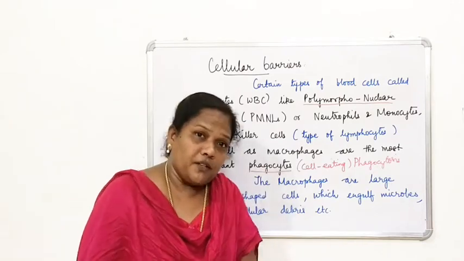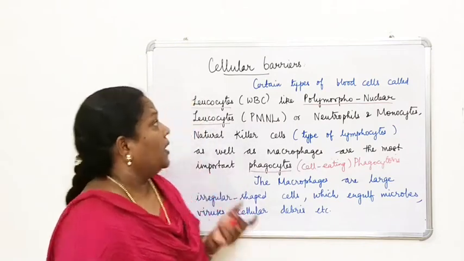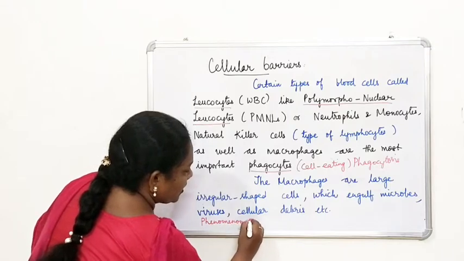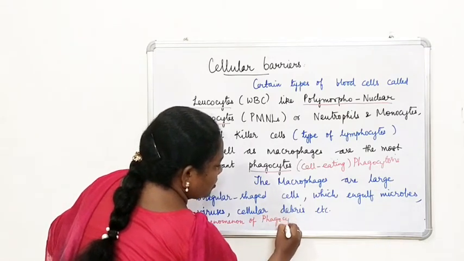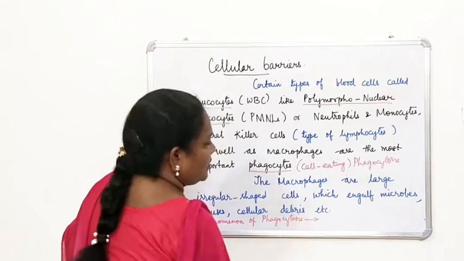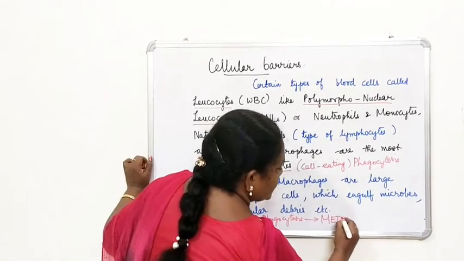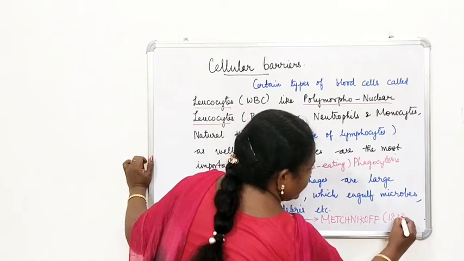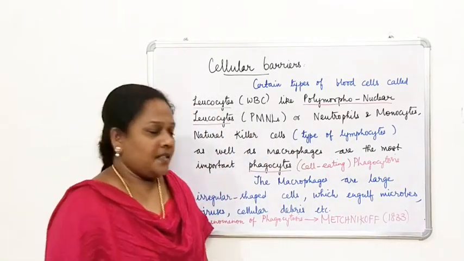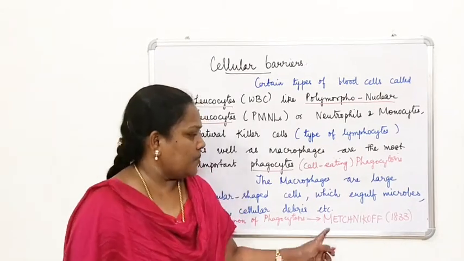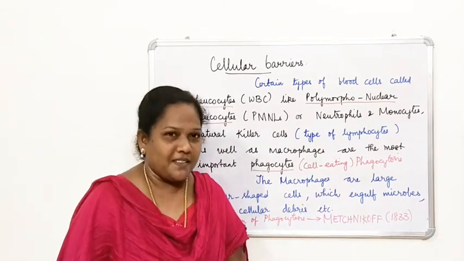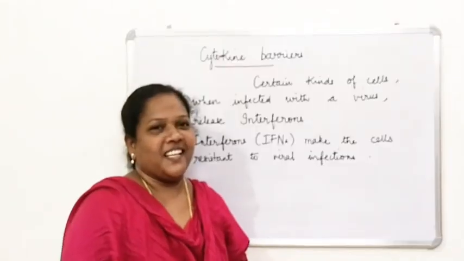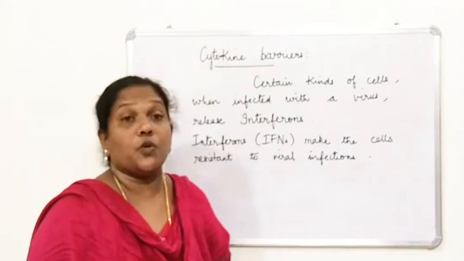And the phenomenon of phagocytosis was first discovered by a person, right? I'll mention it here. The phenomenon of phagocytosis was first discovered by Metchnikoff in the year 1833. Right? So this is a very important thing. And remember, Metchnikoff and Paul Ehrlich got the Nobel Prize in the year 1908 for their work on body resistance. And the fourth type of barrier you are going to learn now is the cytokine barrier.